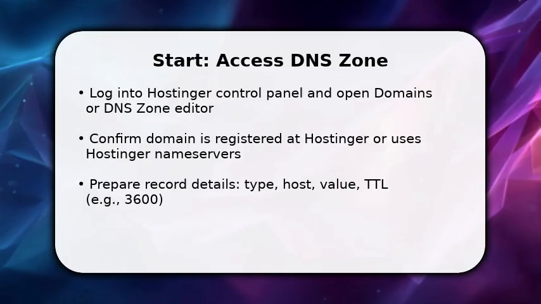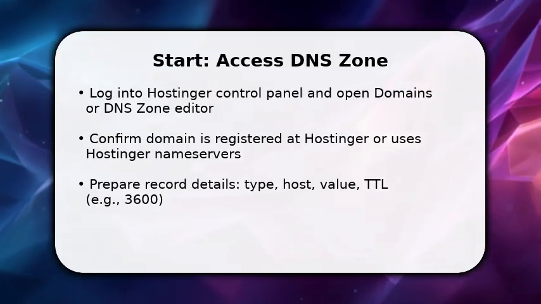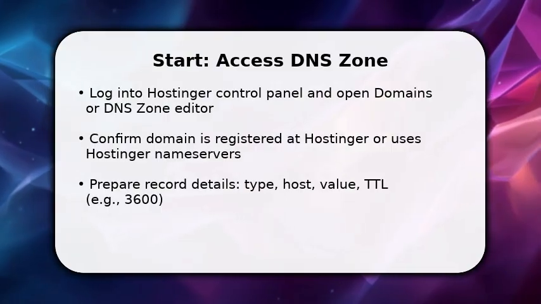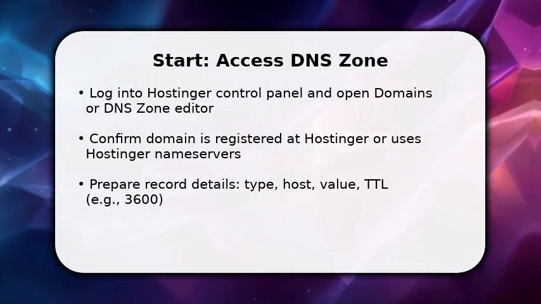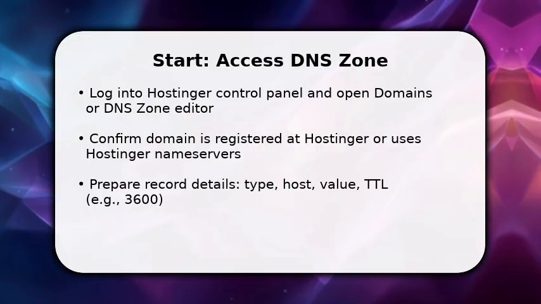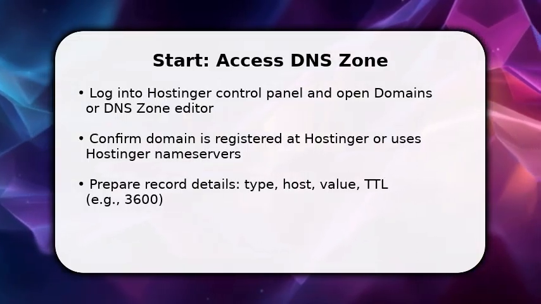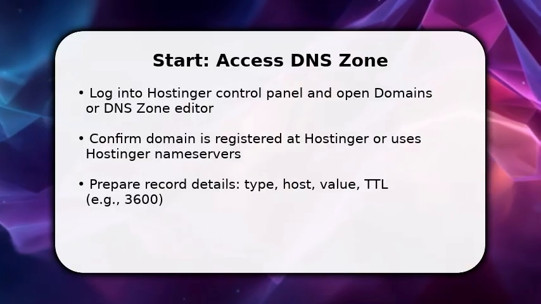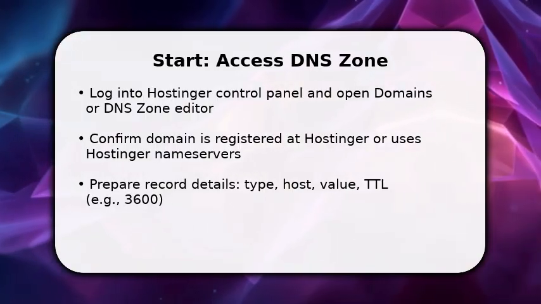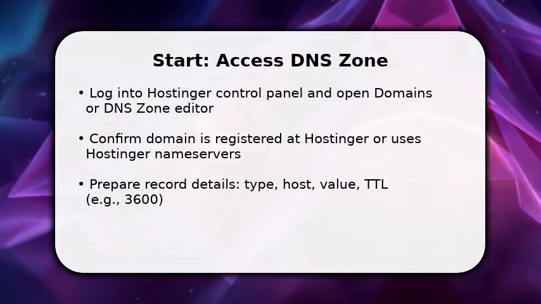You begin by opening Hostinger and going straight to domains or the DNS zone editor. Do this now. Make sure the domain is on Hostinger name servers so your changes apply immediately. Gather the essential values: record type, host/name, destination value, and TTL.